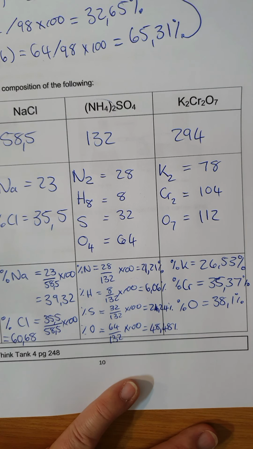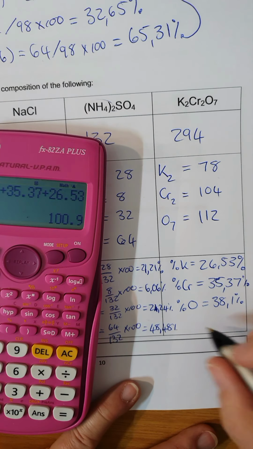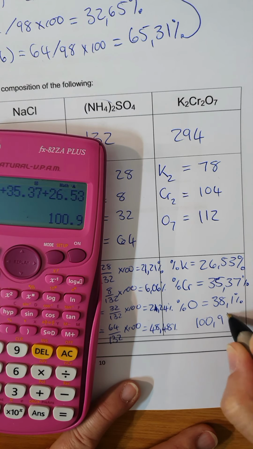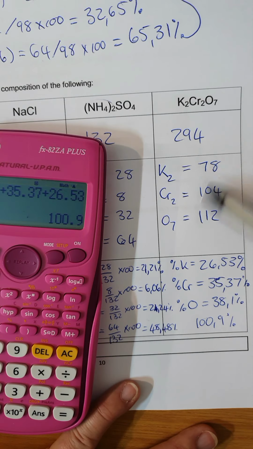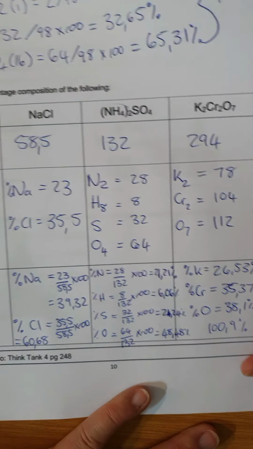So let's add them together. 38.1 plus 35.37 plus 26.53. Like I said, you can get near 100. So this works out to be 100.9%, and that's because of the rounding off that we did over here. All right, so I hope you understand that.